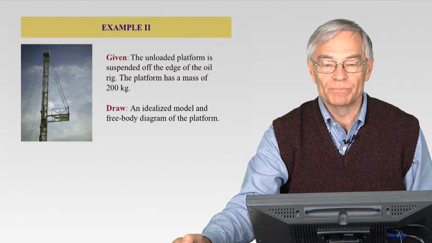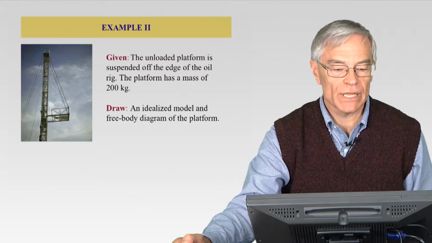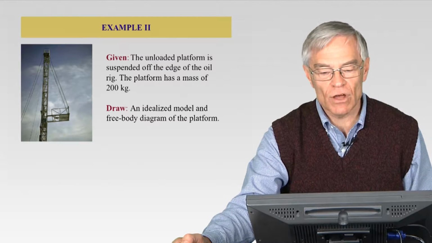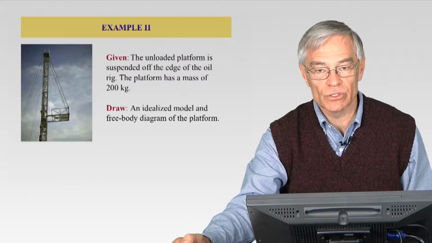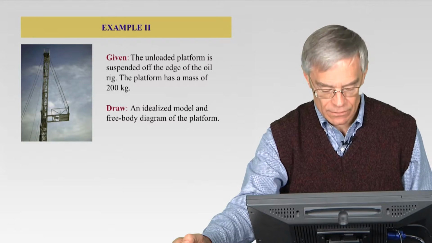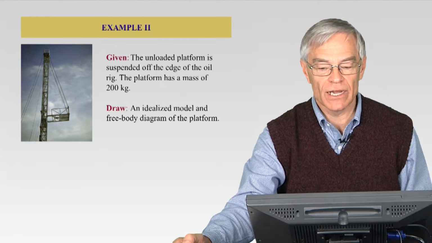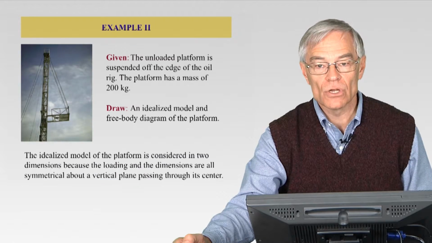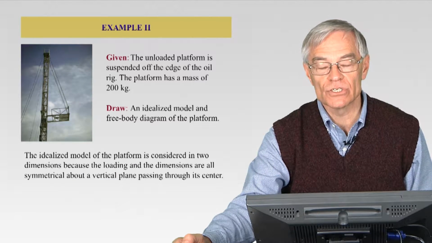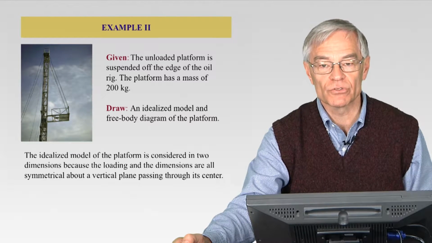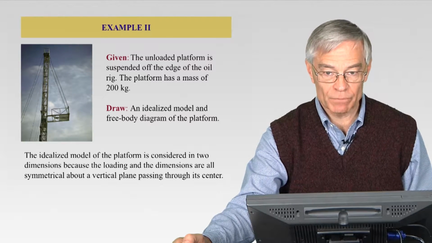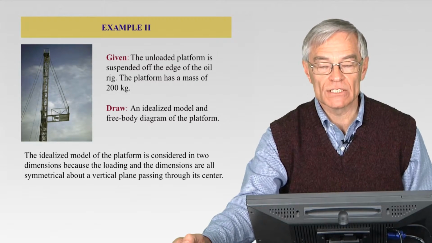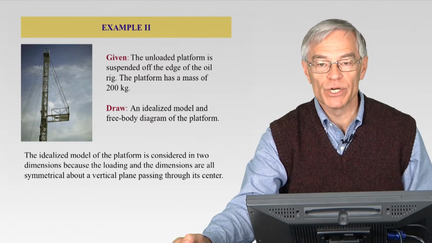So another example. A crane has a platform being suspended off of an oil rig. It's claimed in this case, we can't see that. The platform has a mass of 200 kilograms. So again, draw that idealized model and the free body diagram of the platform. So the idealized model of the platform is considered in two dimensions because all of the loading and the dimensions are symmetrical about a vertical plane passing through it. That's a subtlety, right? Now, it doesn't have to be that way, but it can simplify a problem for us. Don't worry about that in this context.